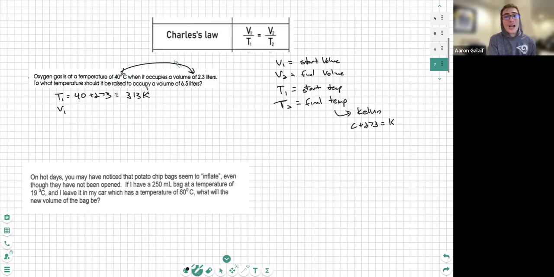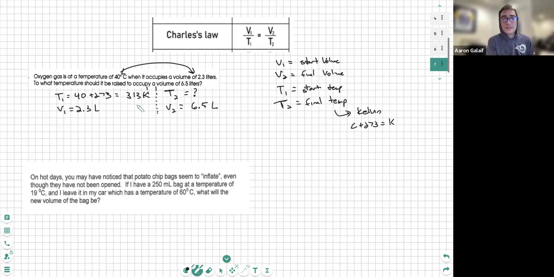Next, I'm going to write my V1, which is what they were associated with each other. At that temperature, I have that volume. So at 40 degrees temperature, I have 2.3 liters of volume. So that is T1 V1. We keep reading and we see to what temperature. So I don't know my T2. Not at all. What we need to see, finishing off the sentence, to what temperature should it raise to occupy a volume? We know that our volume is 6.5 liters.